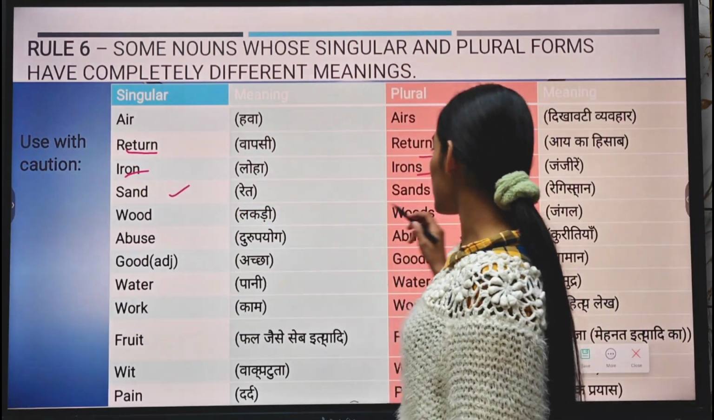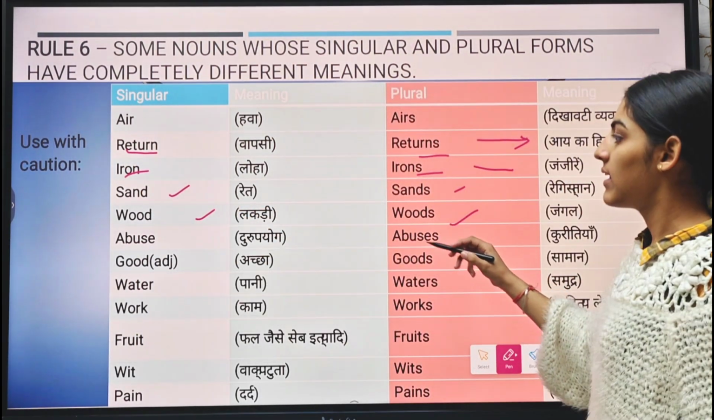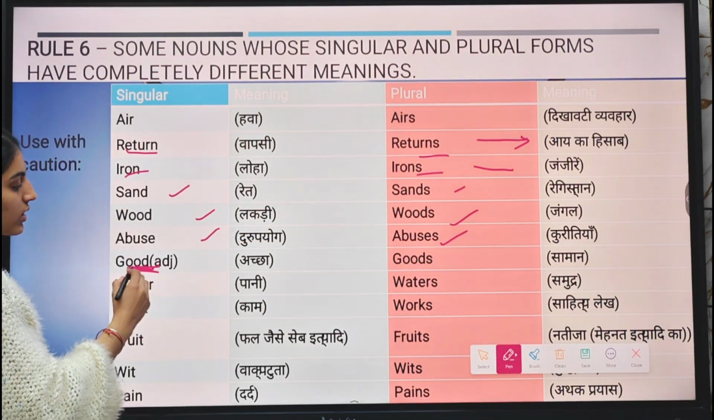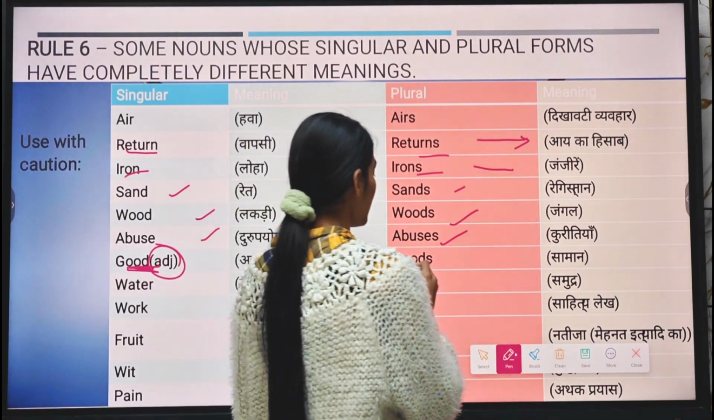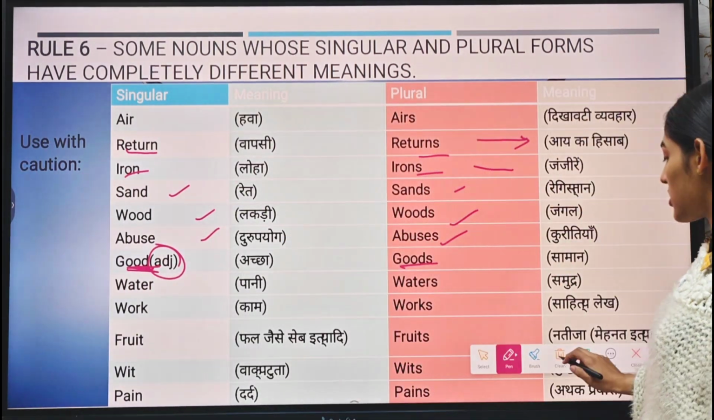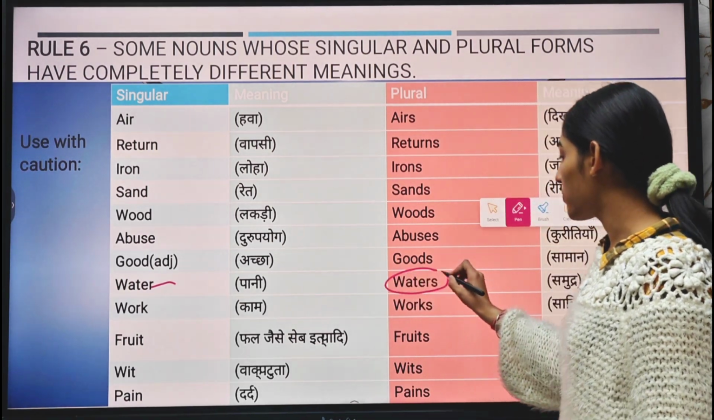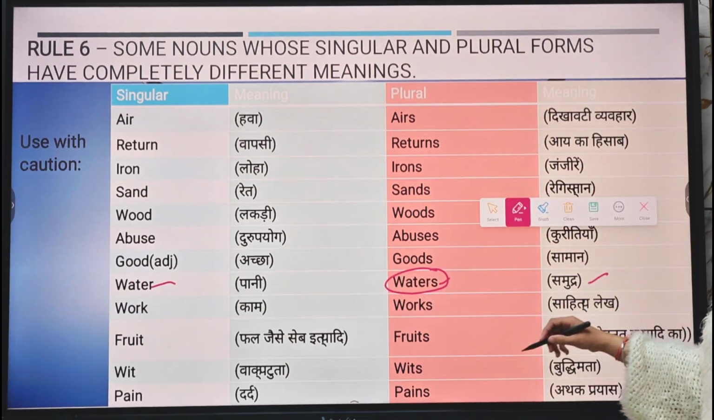Then we have sand to sands, wood to woods. Then we have abuse to abuses. Then we have good. Here the word good is used as an adjective, and if we make it plural, the meaning gets changed. All right, now let's see more. Water we have, and if we make it plural, the meaning changes differently, as you can see here.